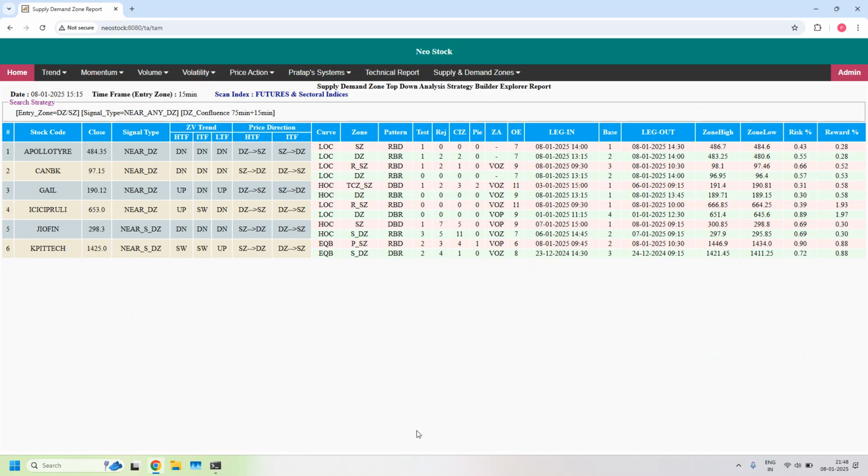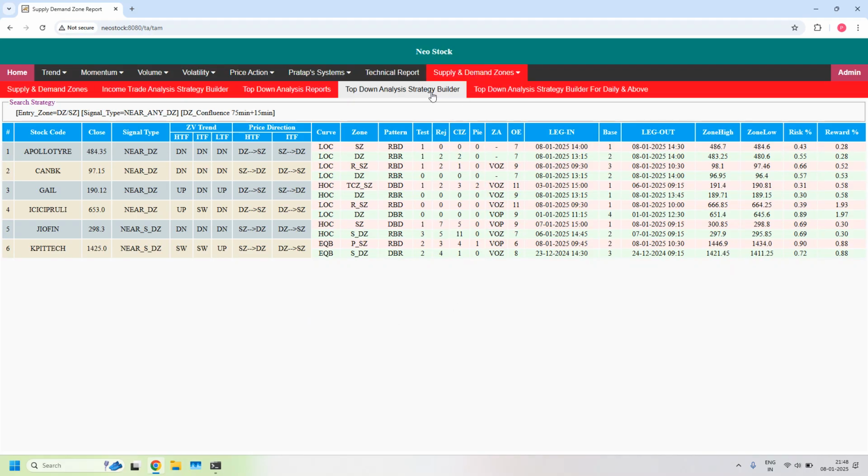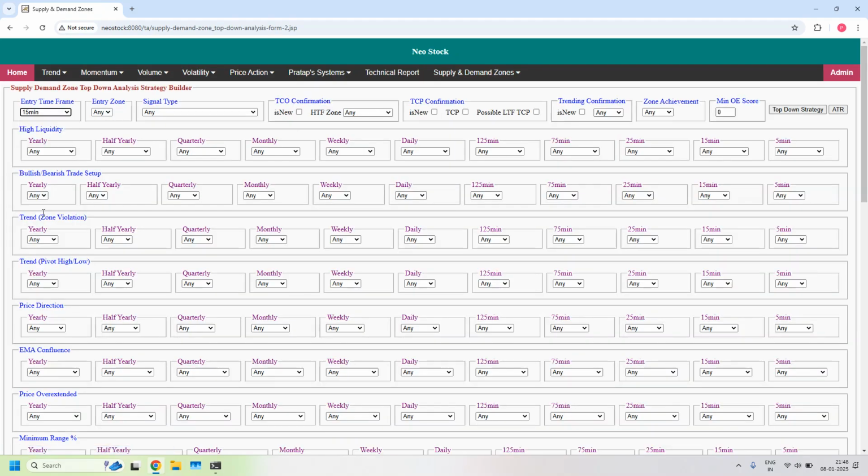6 stocks are filtered. All these 6 15 minutes demand zones are part of the 75 minutes demand zone. That is what zone confluence with ITF time frame. 15 is the LTF and 75 minutes time frame is ITF. Okay, next 15 minutes time frame.